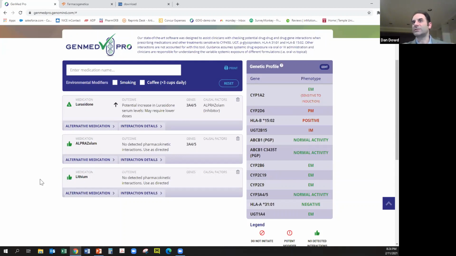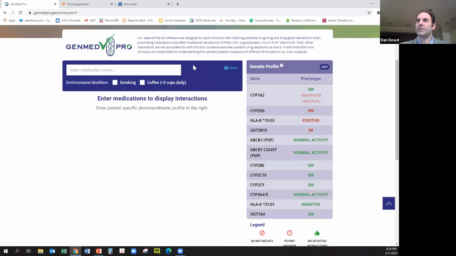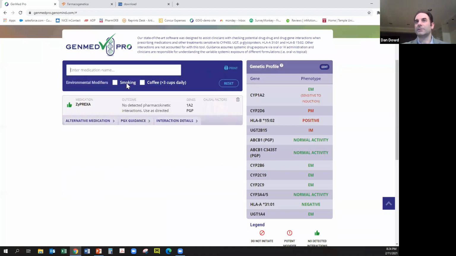We can expect more standard exposure to these medications compared to our original medication list. Okay. I'm going to reset these medications and add Zyprexa into the list here. Zyprexa with this cluster of genes looks pretty clean. No major interactions. We get the thumbs up right here.